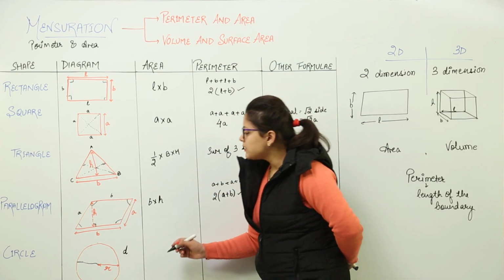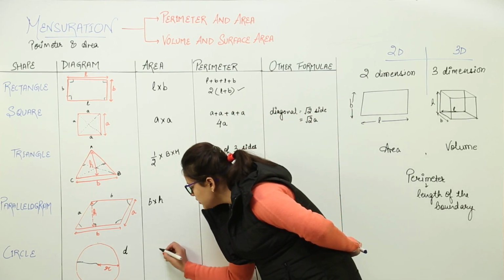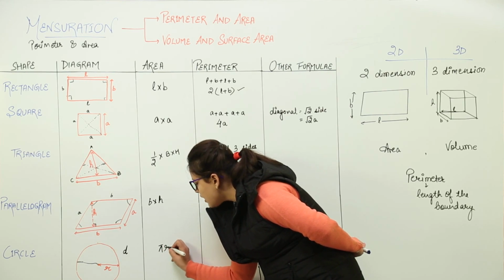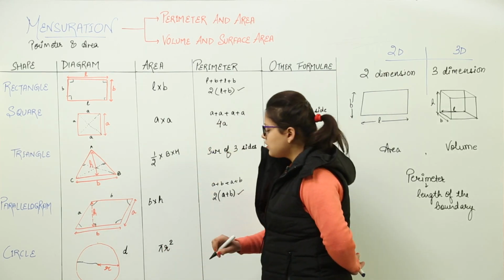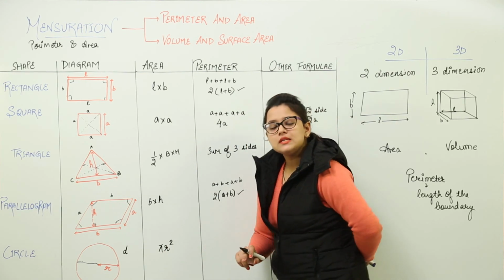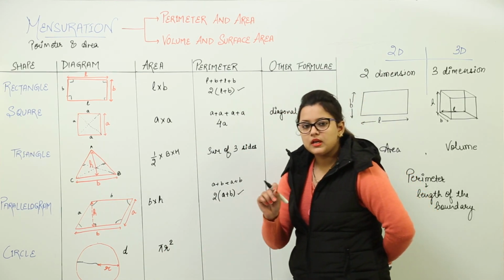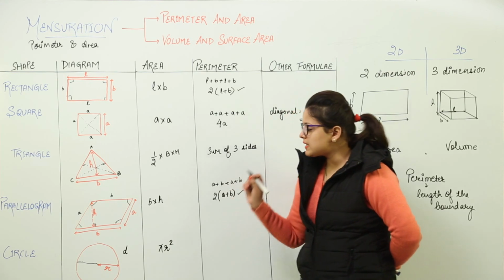Now, what is the formula for the area of a circle? It is pi r square. Now here, what do you mean by pi? See, pi is a constant. It is a mathematical constant. It has a fixed value.